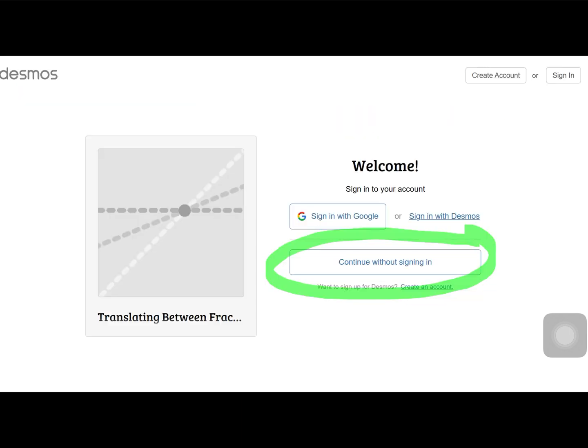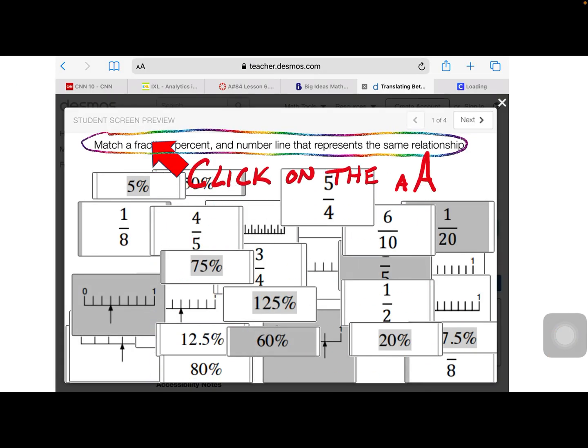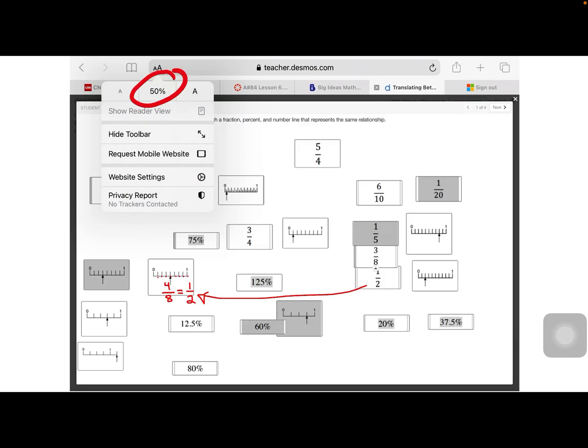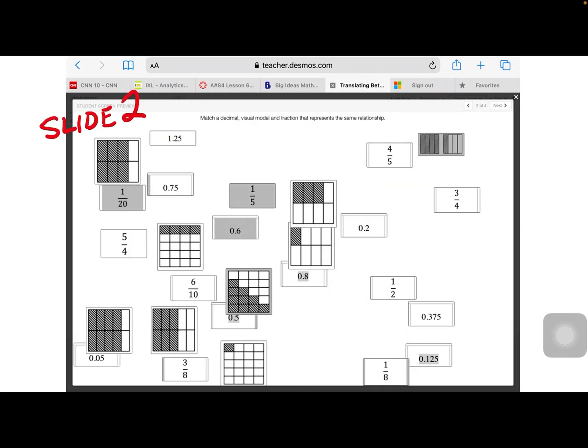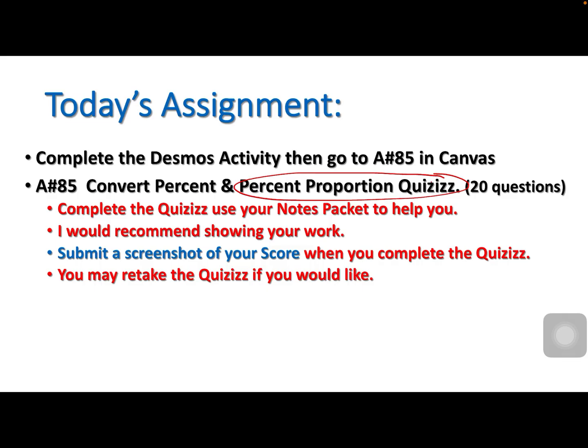I would strongly recommend you show your work. In my class, I'm going to give you a score out of 20, whatever your score is. You can retake it. Okay. The first, I want to say 13 questions are just changing fractions to decimals and percents. And then the last 7 questions are your percent proportions, where you're doing your is over your of equals your percent out of 100.